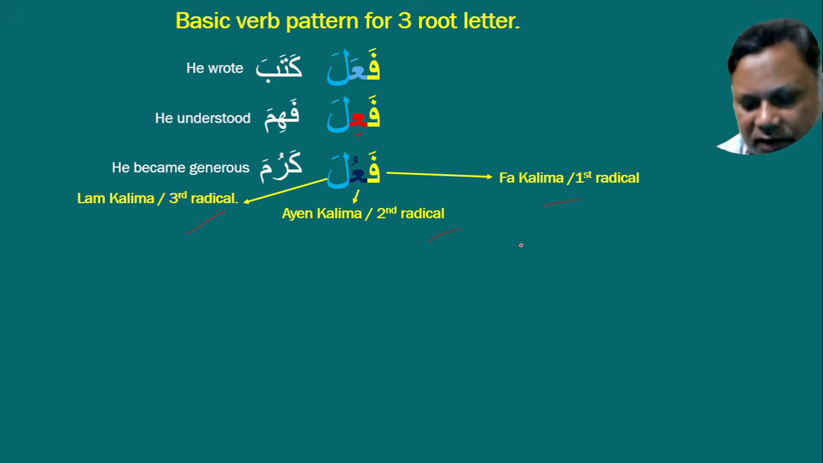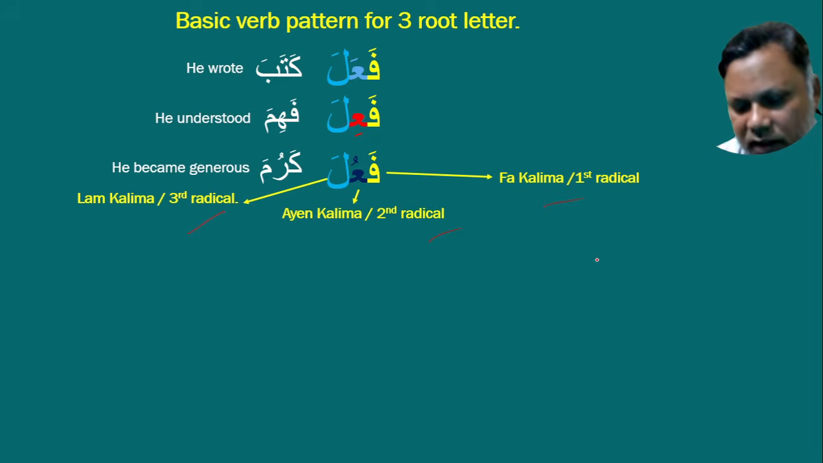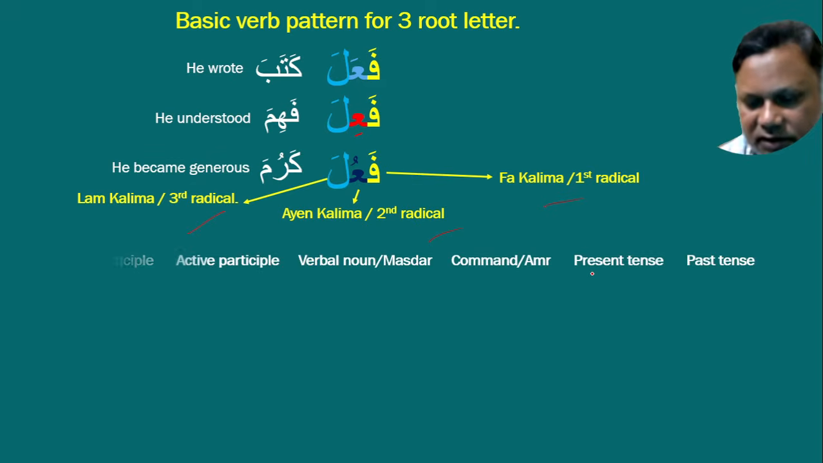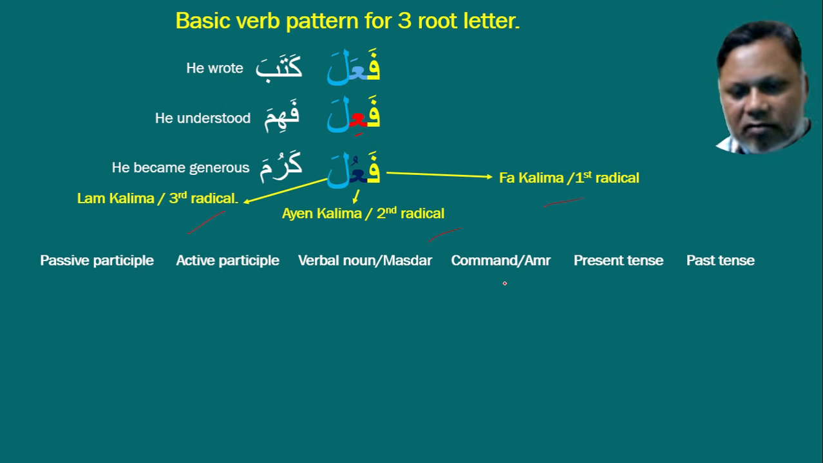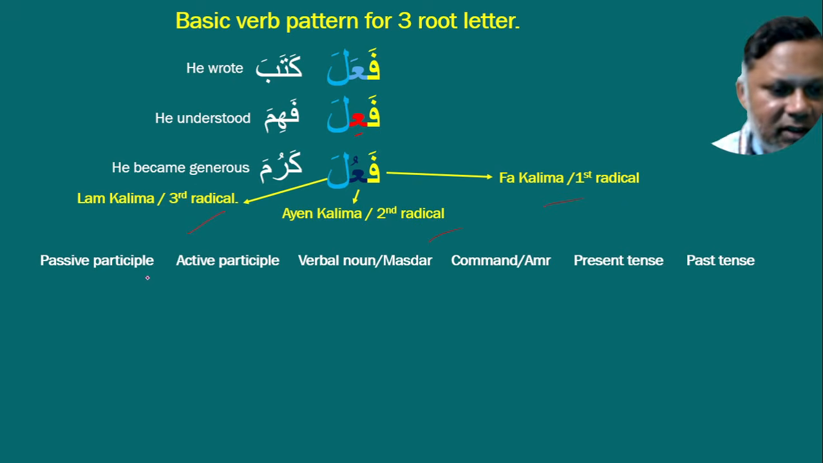Now, whenever we see any new verb under this group, we should learn at least 6 things about that verb. What are the 6 things that we need to know? These are: the past tense, the present tense, the command verb, the masdar or verbal noun, and the active and passive participle.